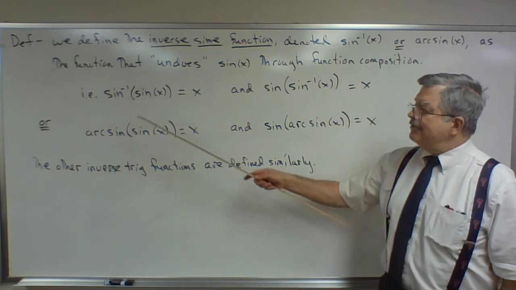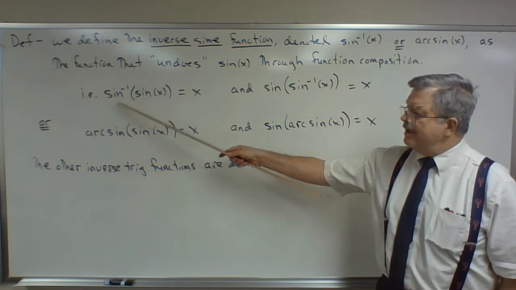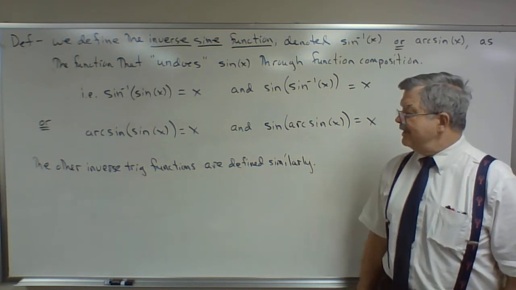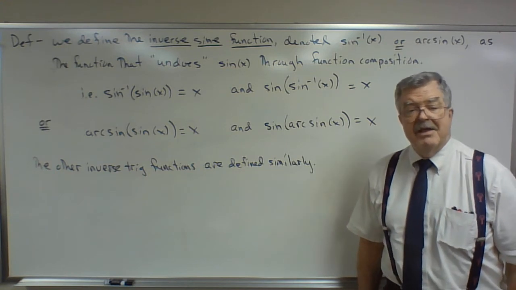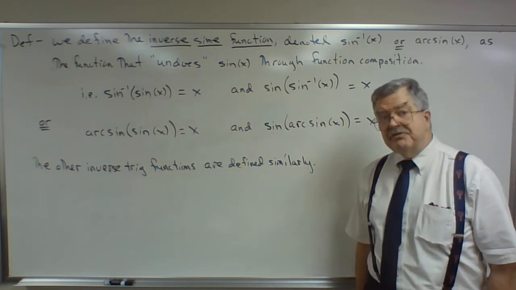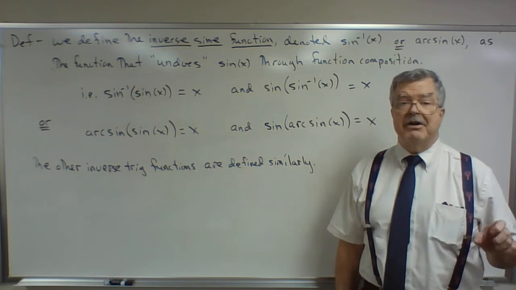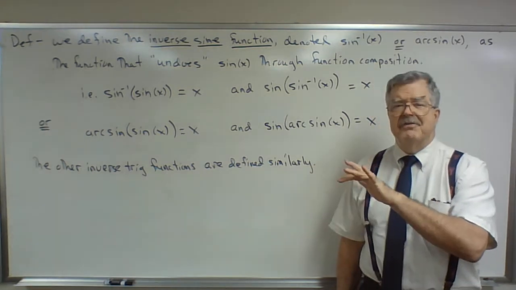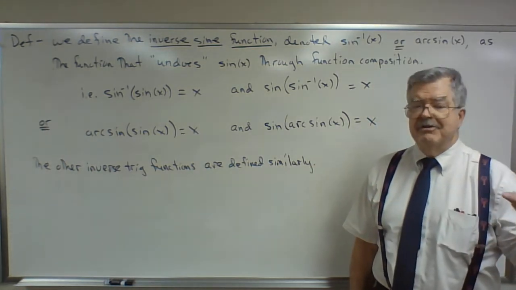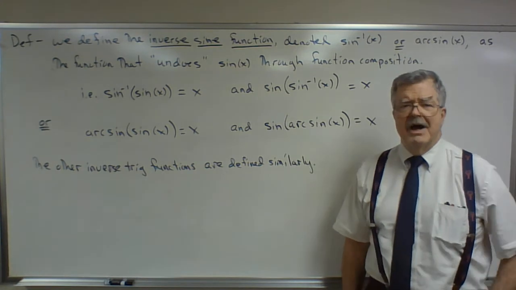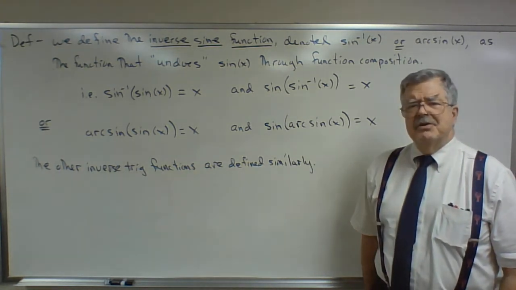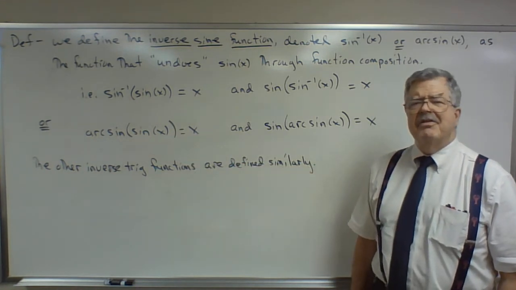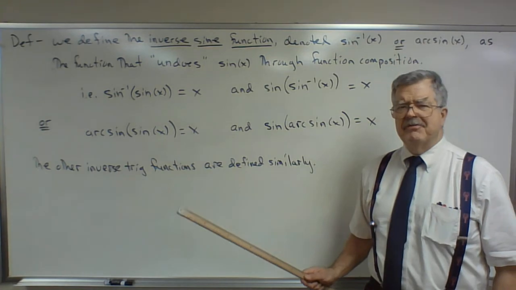And before I get to why we have 2 different styles of notation, I'll just mention quickly that the other inverse trig functions are defined similarly. So there is such a thing as a cosine inverse function or an arc cosine function. There is such a thing as a tangent inverse function or an arctangent function, so forth and so on. Now let me get to why it is that we have 2 different styles of notation. There actually is merit for this.